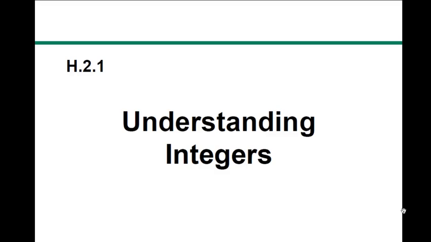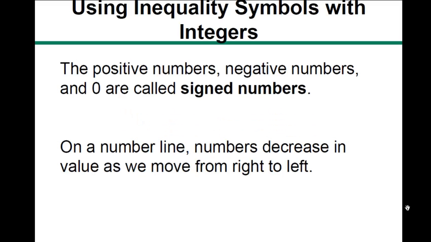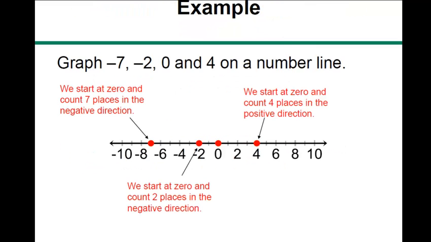This video is for Homework and Mastery 2.1, Understanding Integers. When using inequality symbols with integers, the positive numbers, negative numbers, and zero are called signed numbers. On the number line, numbers decrease in value as we move from right to left.